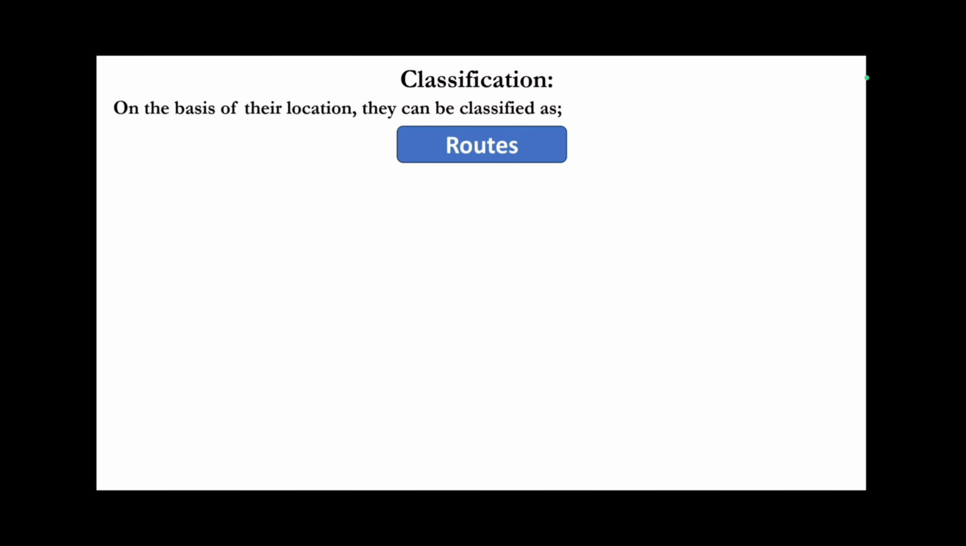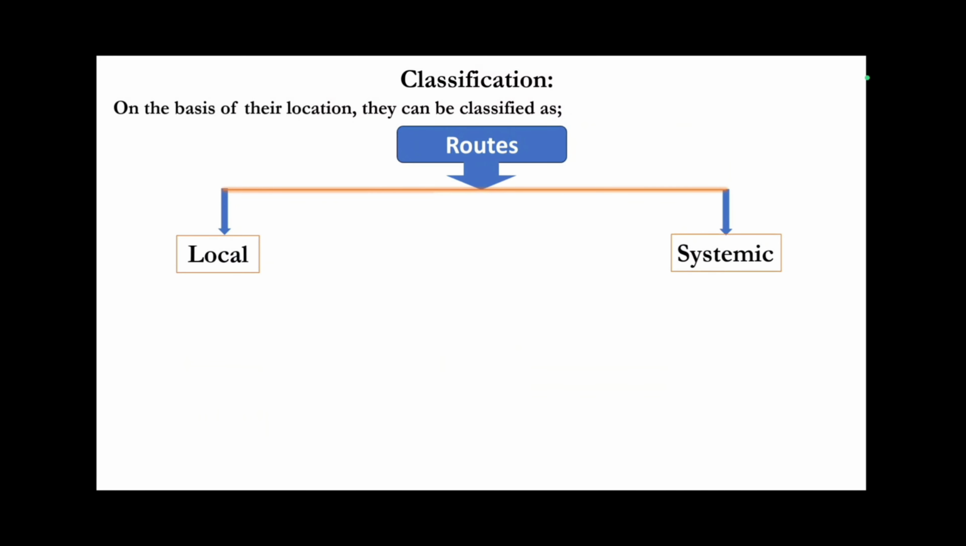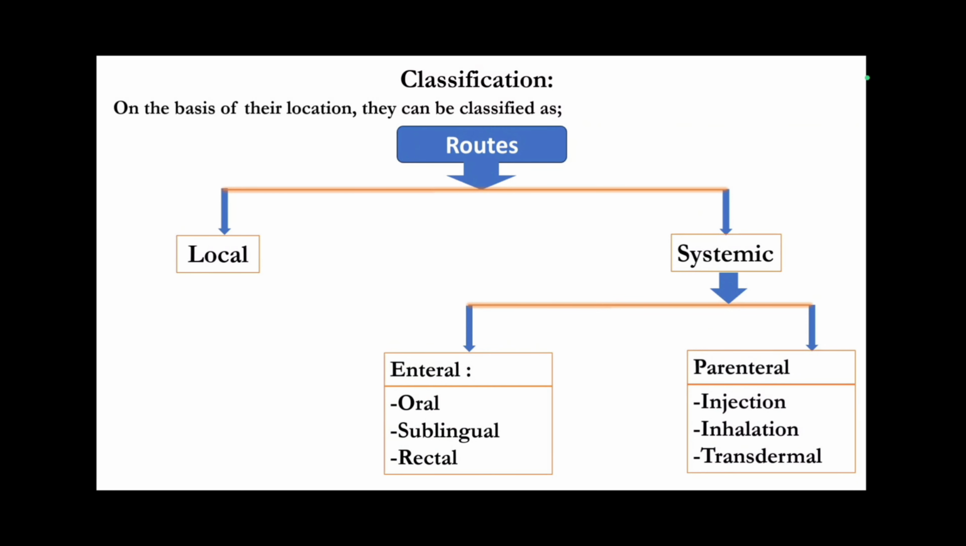Apart from the above mentioned factors, we will now discuss various types of routes of administration. Let's see the classification of the routes of administration based on their location. Location means their special place. According to that, routes of administration are divided into two types. One is the local route, the second one is the systemic route. Today we are going to focus on the local route of drug administration.